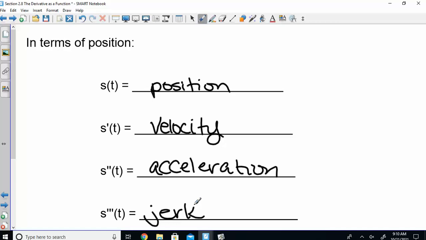But if you're talking about how your acceleration is changing, that's actually referred to as jerk. So there are applications for these higher derivatives. It's not something I just make up to make you do derivatives over and over and over again. They do have a purpose.